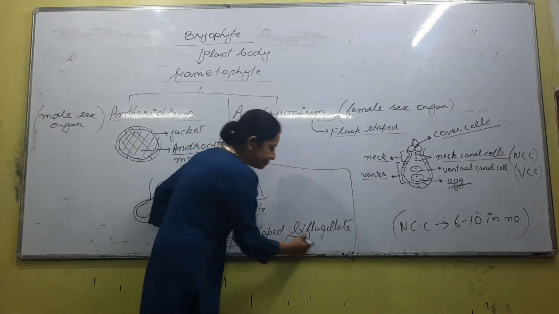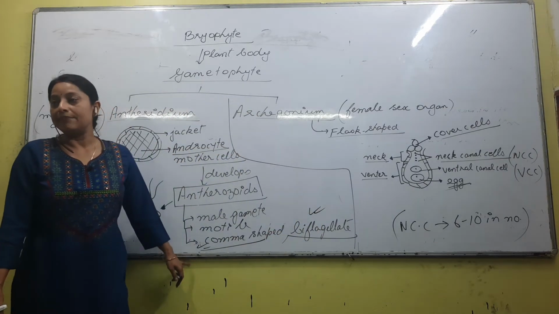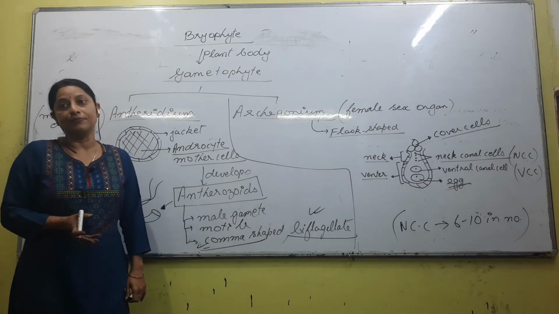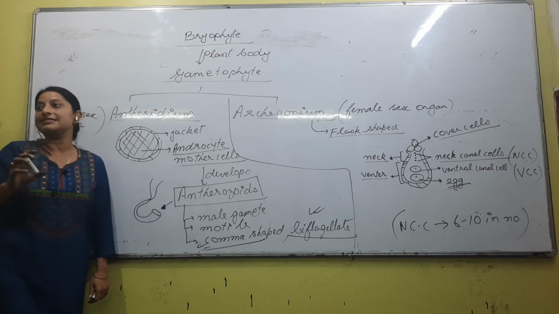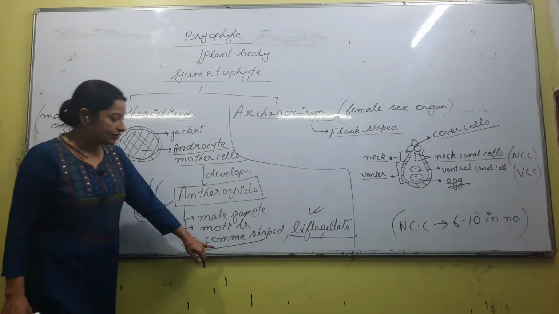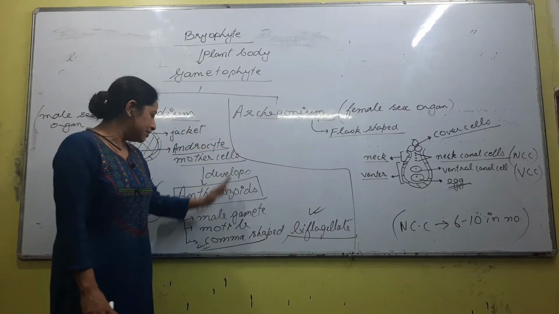Next, again important is biflagellate, because we will see certain examples of male gametes in certain groups of plants which are uniflagellate also, right? So a question could be: uniflagellate male gamete is a characteristic of, biflagellate male gamete is a characteristic of. So these are the words that you need to understand and remember, comma shaped, biflagellate. So these are the points from this side.